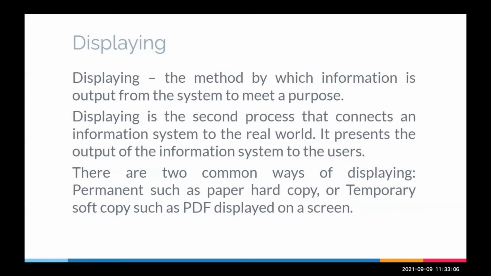Displaying, the last one. The method by which information is output from the system to meet a purpose. Displaying is the second process that connects an information system to the real world. So what was the first one? Collecting. There are two common ways of displaying: permanent, such as a paper hard copy or printed copy, or temporary, a soft copy such as a PDF displayed on the screen. Two common ways of displaying.